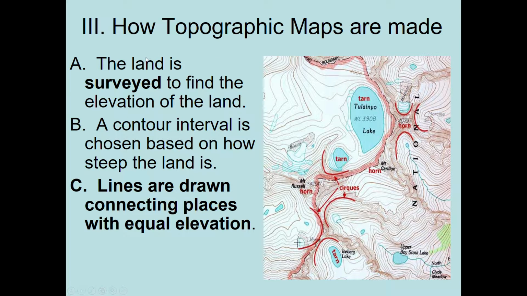All right, so how are topographic maps made? The land is surveyed to find the elevation of the land. A contour interval is chosen based on how steep the land is. Lines are drawn connecting places with equal elevation. This is very steep land. This is not steep because it's very far apart. So again, steep, not steep. Steep, not steep.